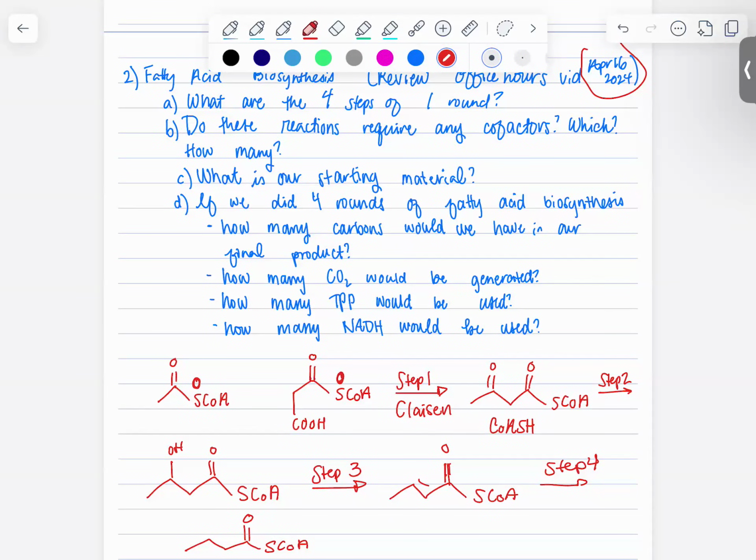So, does anyone recognize step 2? What changes in my molecule between the starting material and product of step 2? Do we have a name for that kind of reaction? What is it? Reduction.